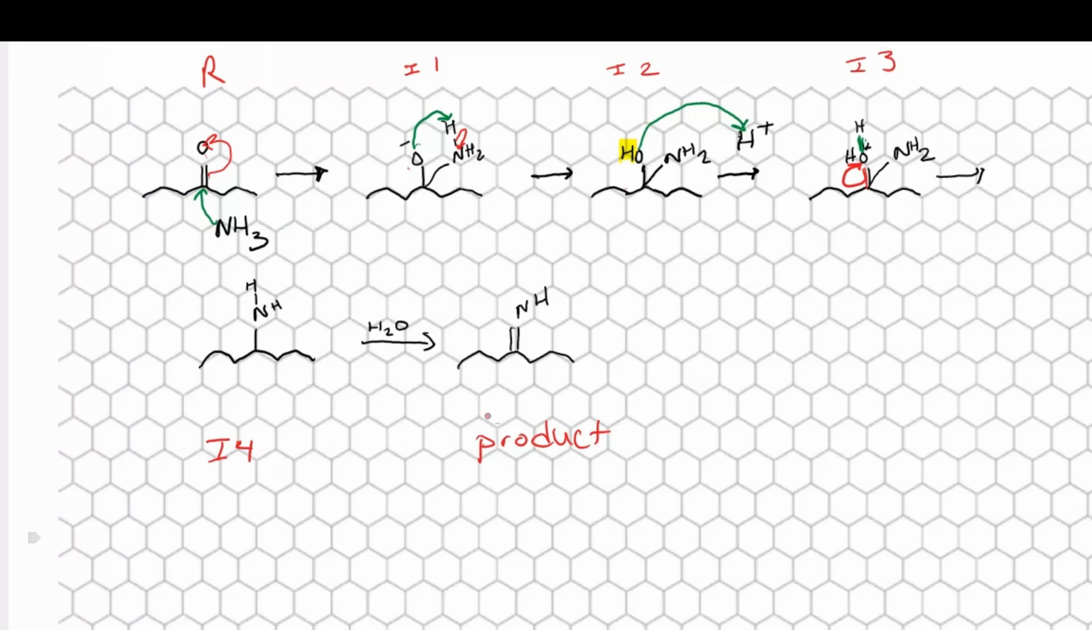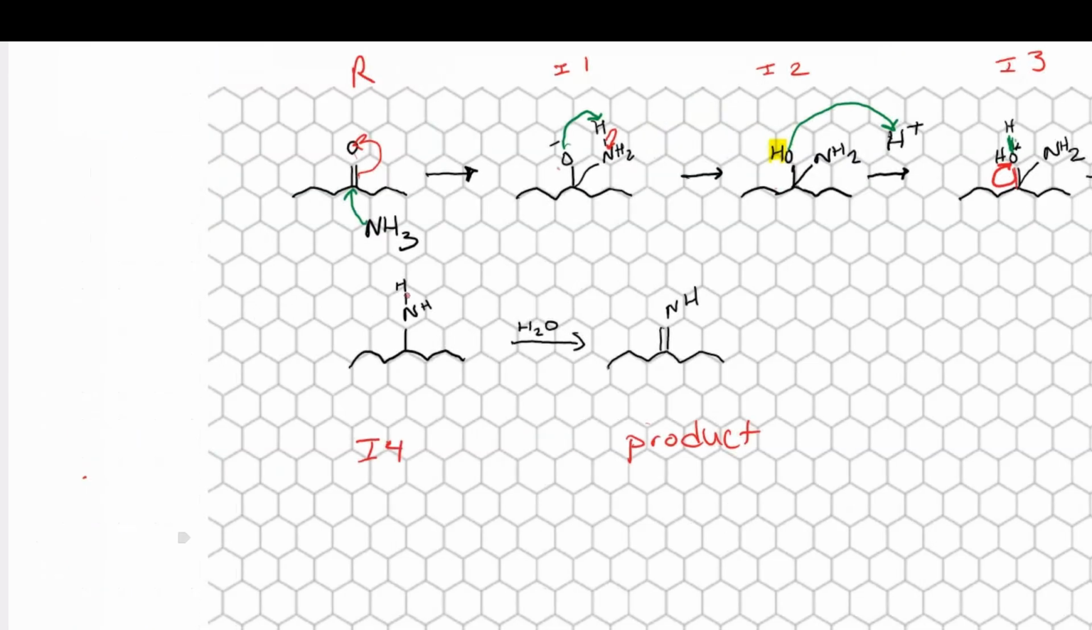Now, between I4 and the product, I need to remove one of these hydrogen atoms. Let's just make a little red line there. One of these hydrogen atoms, and then I need to make a pi bond. So with red, I'm going to take the electrons from that bond and I'm going to drop it onto the nitrogen. And then those electrons are going to go from nitrogen down to the pi bond.